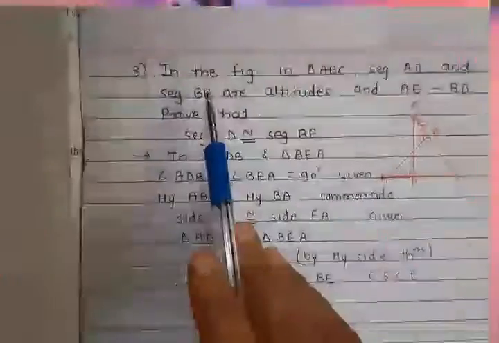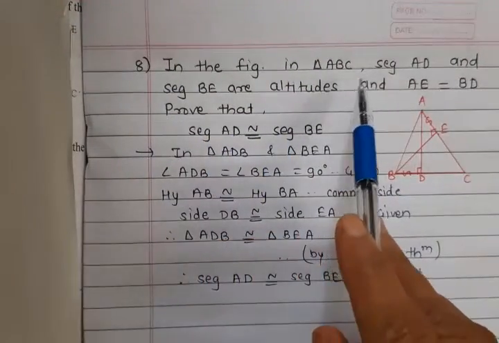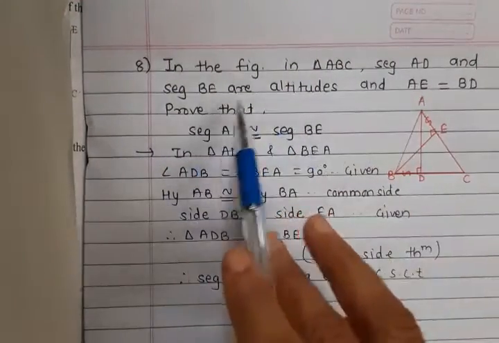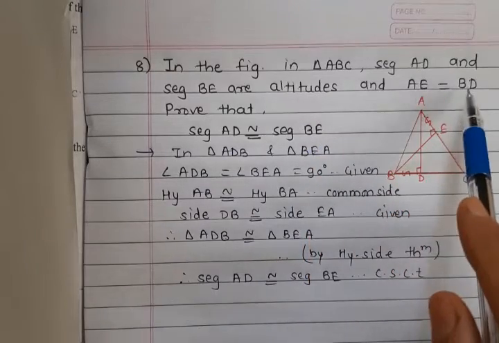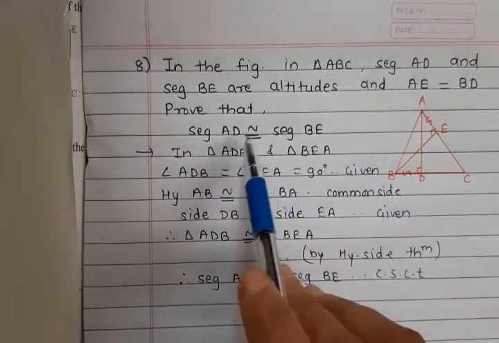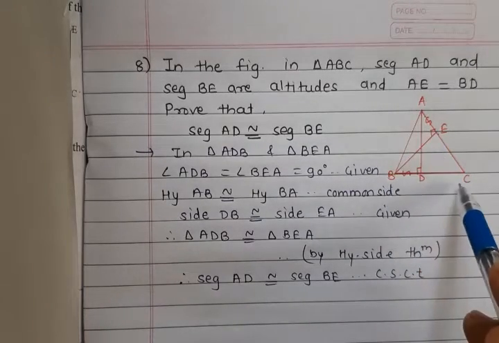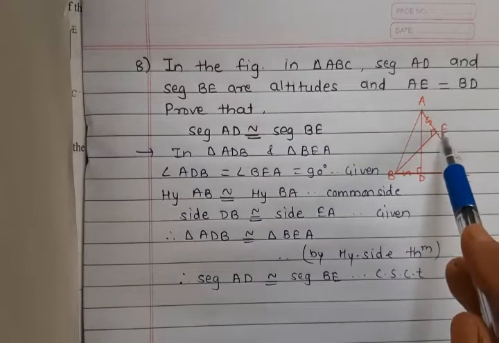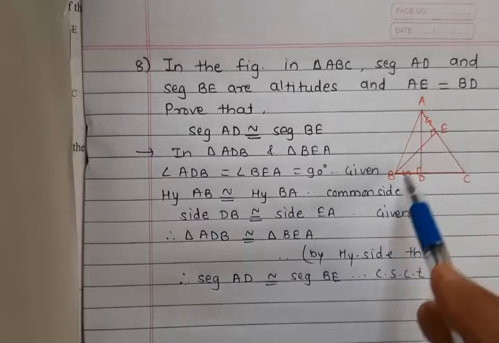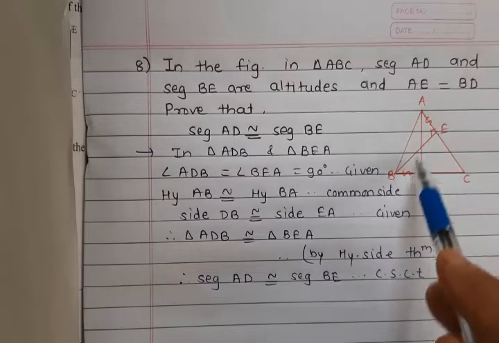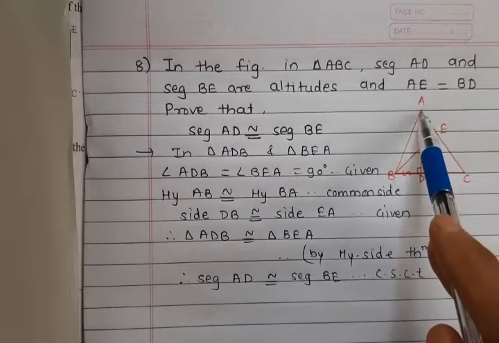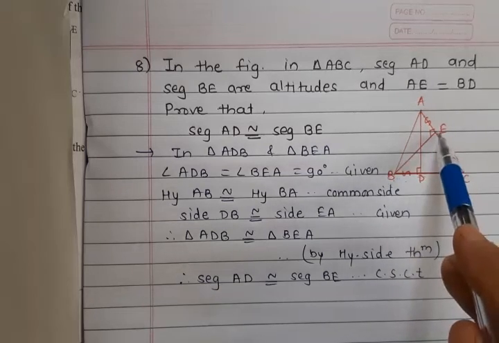See the 8th example. In the figure, in triangle ABC, segment AD and segment BE are altitudes and AE equals BD. Then prove that AD is congruent to segment BE. Look at the diagram here. Triangle ABC is given. In that, AD and BE are the altitudes. AE equals BD, it is given, identical marks are shown. We have to prove that segment AD is congruent to segment BE.